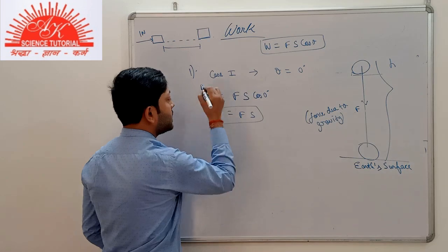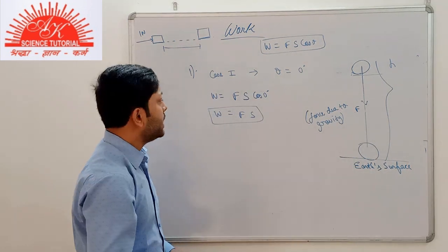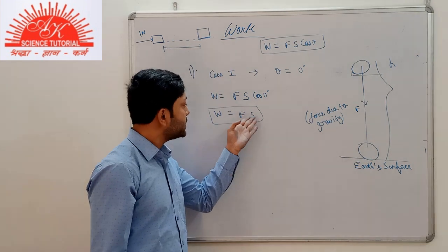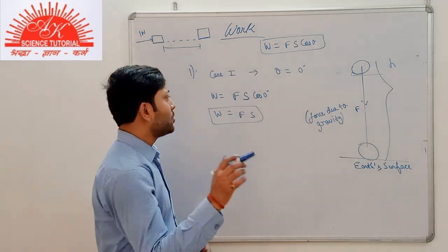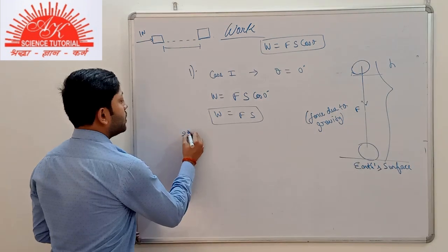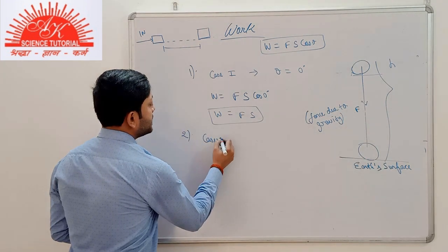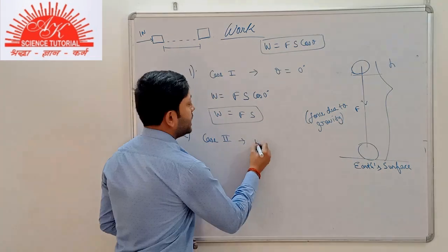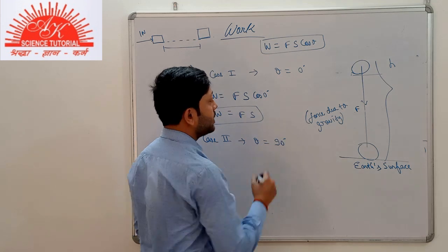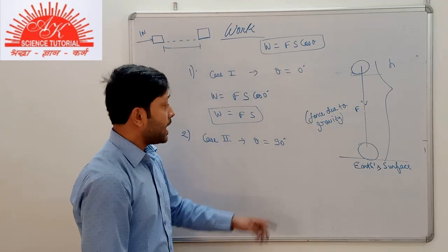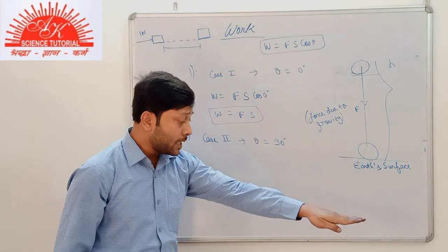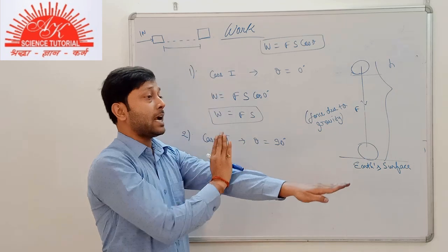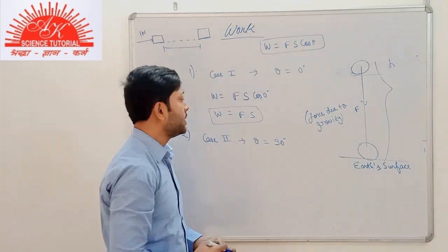So the work done here will be directly the product of force and displacement, because the displacement here is in the direction of force. So it was the first case. Now we are moving towards the second case. Case 2 is theta equals 90. What does it mean? The angle subtended between the force and the displacement is 90 degrees.